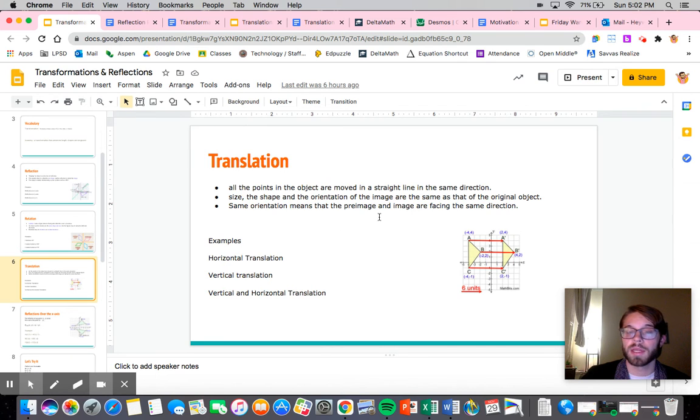And again, the orientation is the same, meaning the pre-image and the image are facing in the same direction. So before on the rotation, where A went around in a circle, now A is still in the same line as A. So some combinations you could be looking at just horizontal, so just left and right, vertical, up and down, and then vertical and horizontal, which is a combination that creates an ultimate diagonal effect.